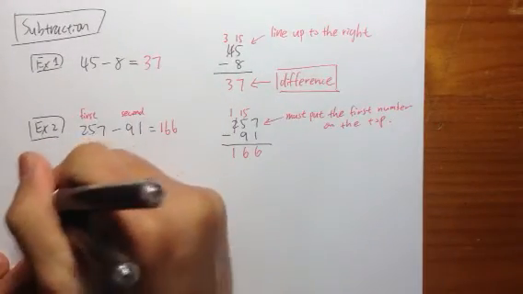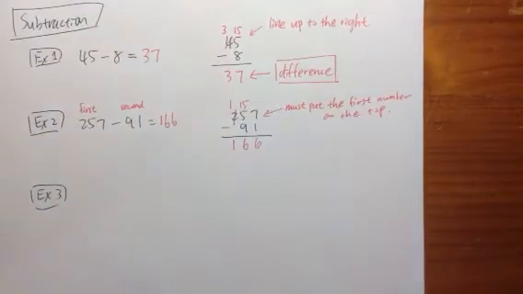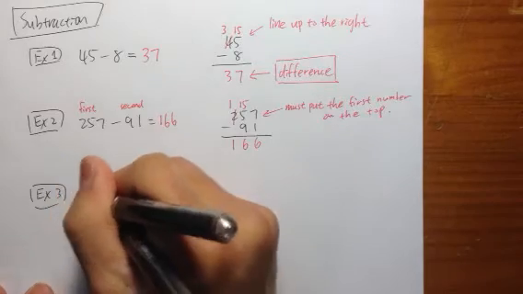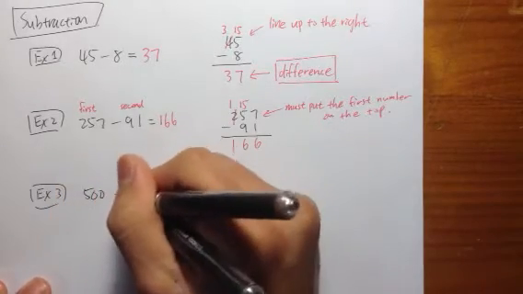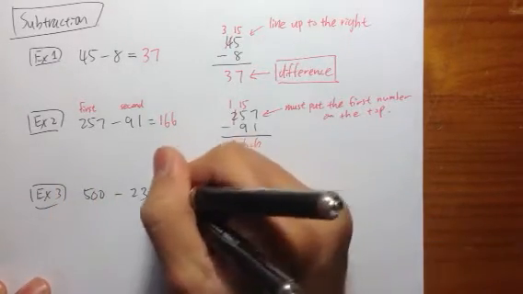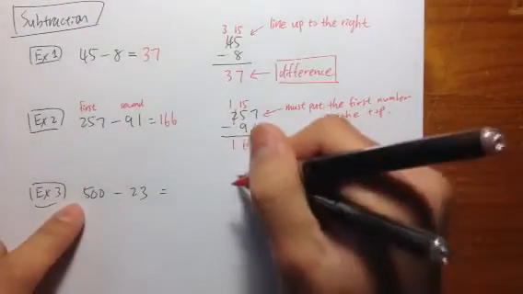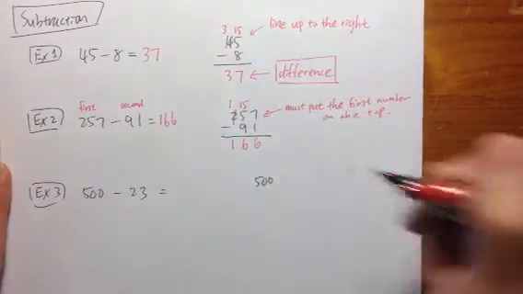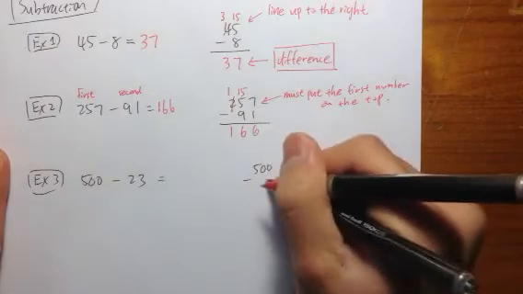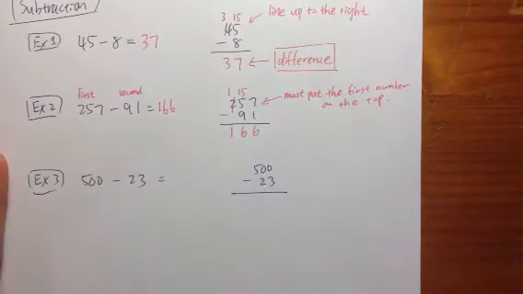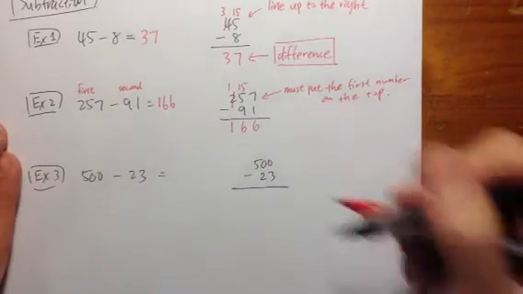Okay, let's do another one. Example number 3. Let's do 500 minus 23. So again, put the first number on the top. So 500 minus 23.